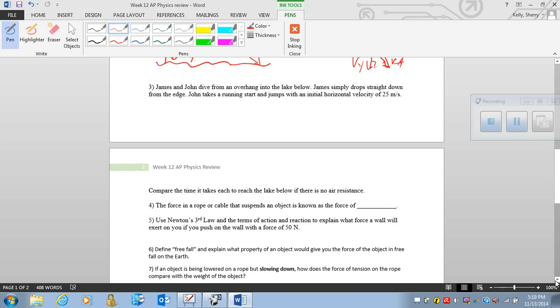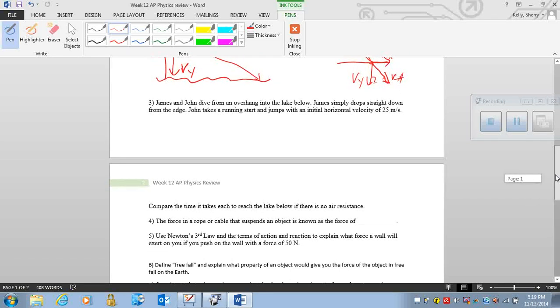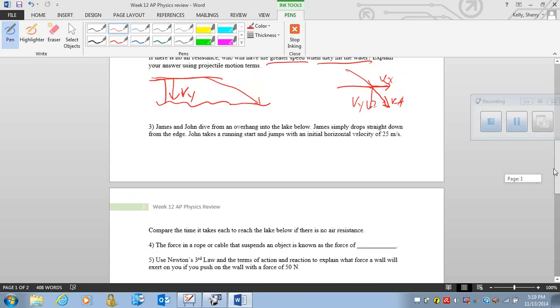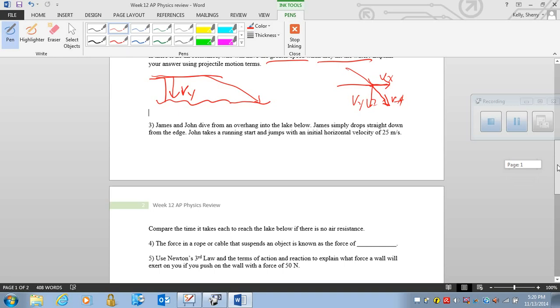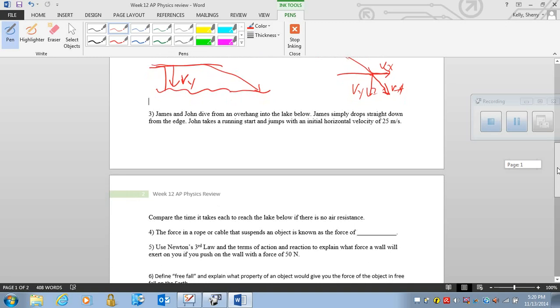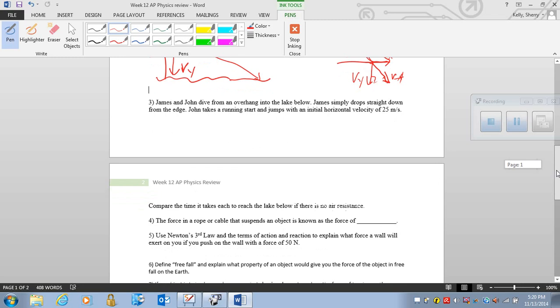We know from videos and from what we discussed in class that the only thing acting over time in the air is gravity. Gravity is pulling you down, and gravity is pulling equally on each one of these. The rate of acceleration due to gravity is the same on both of these guys. That means then that they will both hit the water at the same time.